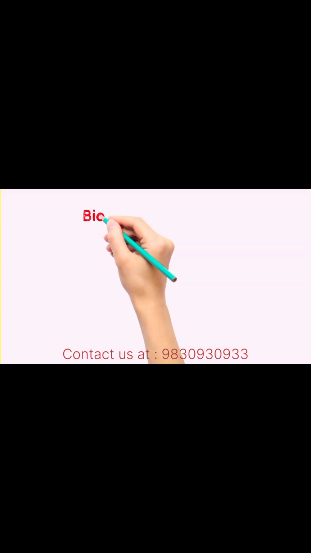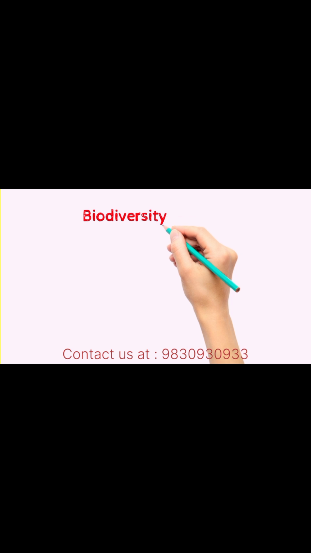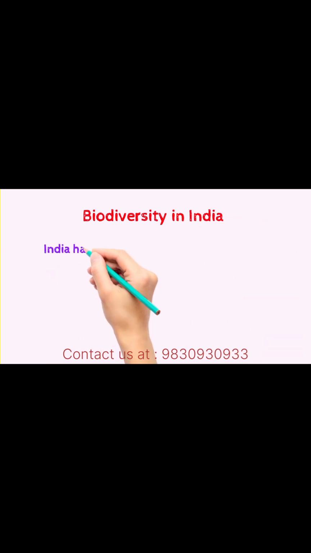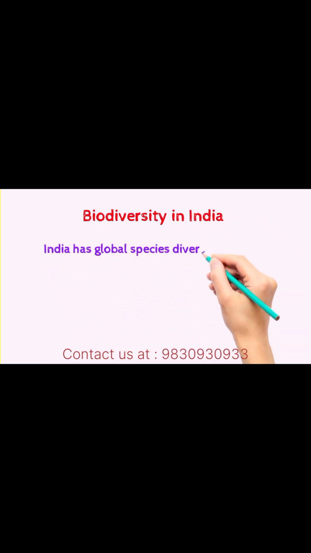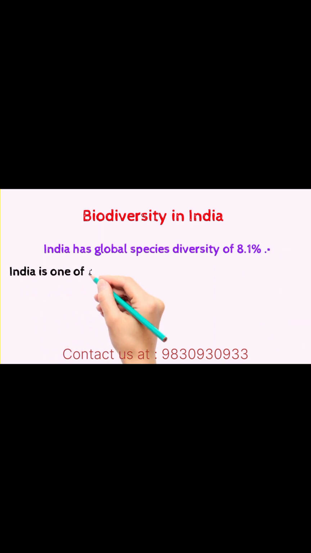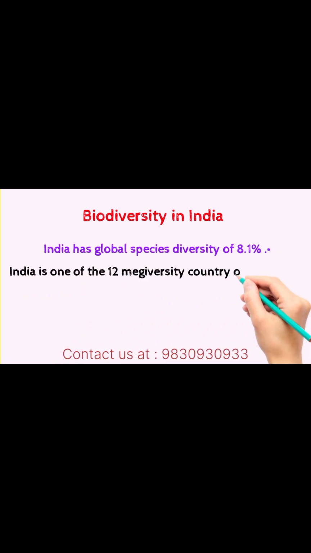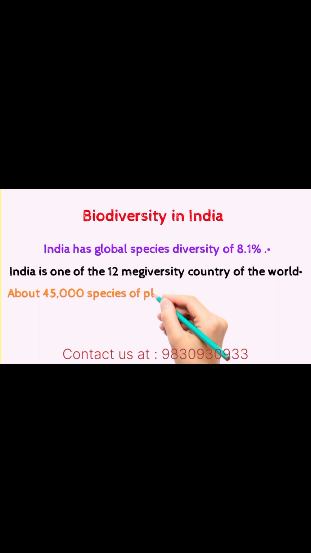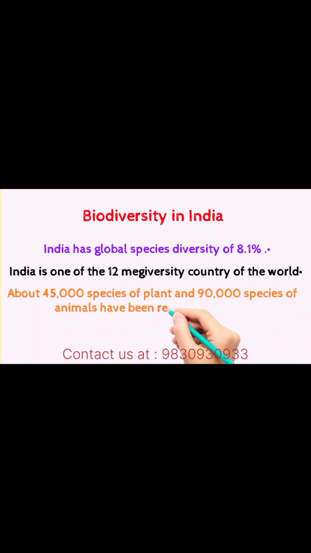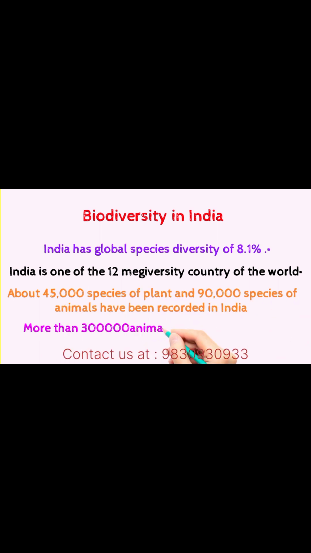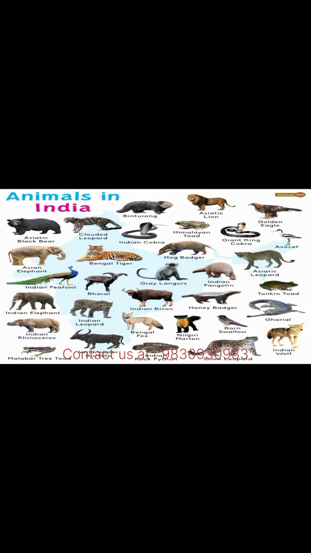Biodiversity in India. India has a global species diversity of 8.1%. It is one of the 12 megadiversity countries of the world. About 45,000 species of plants and 90,000 species of animals have been recorded in India. More than 3 lakh animal species and 1 lakh plant species are yet to be discovered. We have a great diversity of animals and plants in our country.